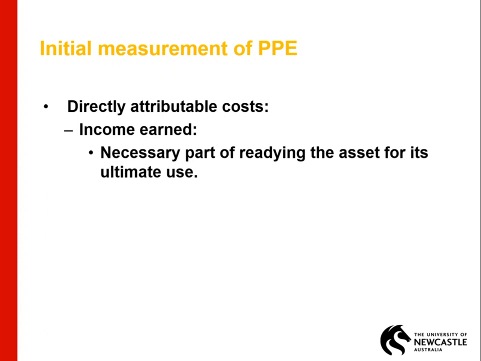Another aspect to be considered is, well, sometimes when you are getting an asset ready for use, you could actually earn some income in relation to it. So any proceeds from selling an item produced when bringing the asset to the location or condition ready for operation. So for instance, you might be in the process of producing some samples, and then they can subsequently be sold. So any of those revenue flows from those activities need to be treated as a reduction in the cost of the asset.